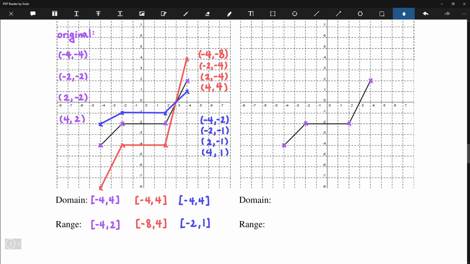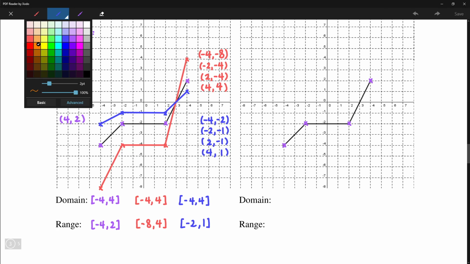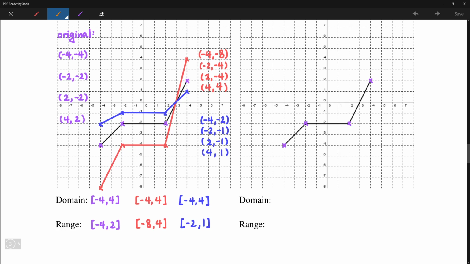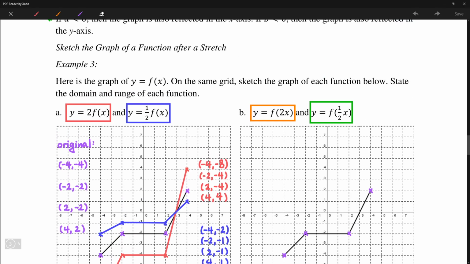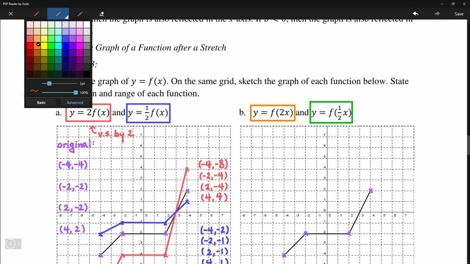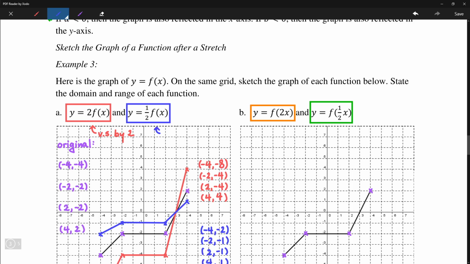So next up, we have the horizontal changes. This will be in orange and green. So let's go back up for a second. What is important to note is that the first graph was a vertical stretch by 2. The blue graph was a vertical stretch by 1/2.